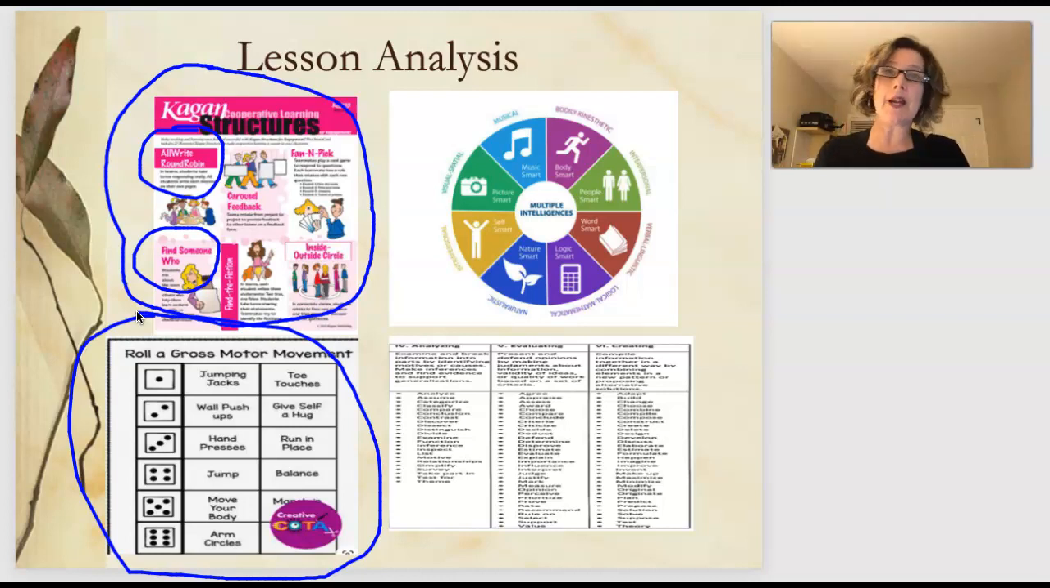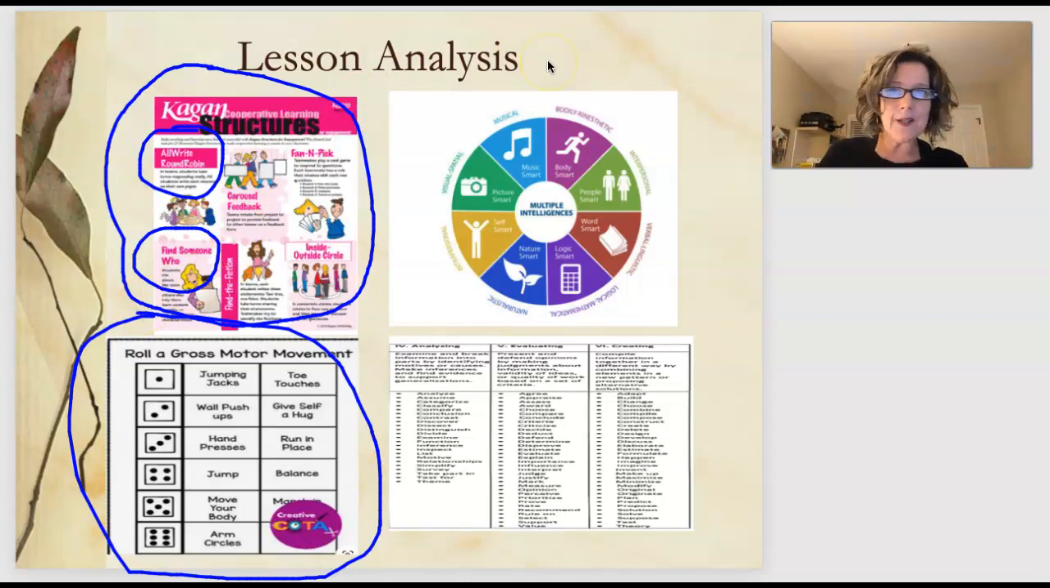And her movement break was actually them walking back to their seat like a penguin. And I thought, brilliant, because she worked the movement break in there. She got them moving, but she reiterated her objectives of them learning about penguins. Okay, so again, try to think about that.